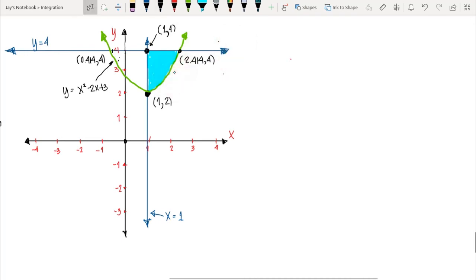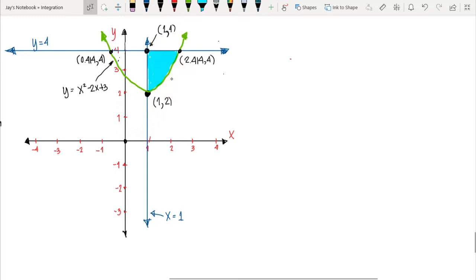And we have the point of intersection of the line x equal to 1 and the curve, that is (1, 2), which also happens to be the vertex of our curve. And then the point of intersection of our line y equal to 4 and the curve at the left side of the coordinate system, that is this one. So we can now compute the area of the shaded region, which is bounded by the line x equal to 1, y equal to 4, and this curve.